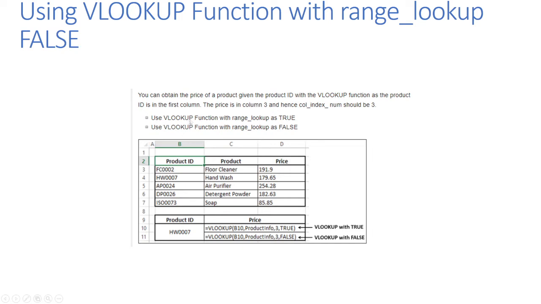So use the VLOOKUP function with the range lookup as true. Use the VLOOKUP function with the range lookup as false. So we'll be using both just to compare. So we have here our product ID, and then we try to VLOOKUP, using this value and using this table. So the first one we use a true value, and the next one we use the false value. So the false will be the exact match, while true is the approximate match.